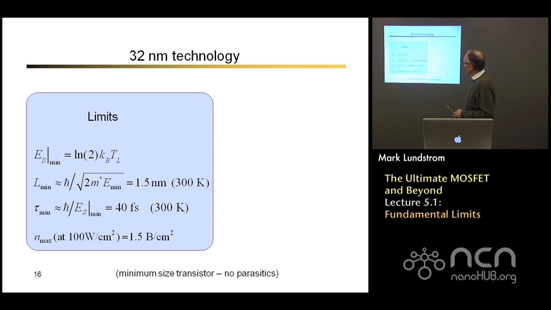My numbers are a little bit out of date. 32 nanometer technology. Today we have 22 nanometer technology, but we can get some sense as to where we stand. So here are our fundamental limits. Put in some numbers. Let's just use m, the rest mass of an electron, for the effective mass. We get a minimum channel length of 1.5 nanometers. That's really small. We get a minimum switching time of 40 femtoseconds.